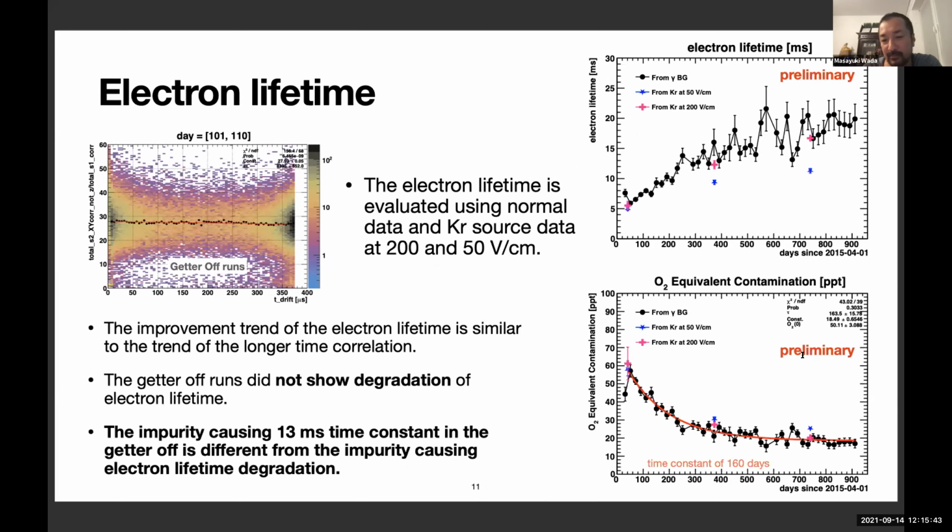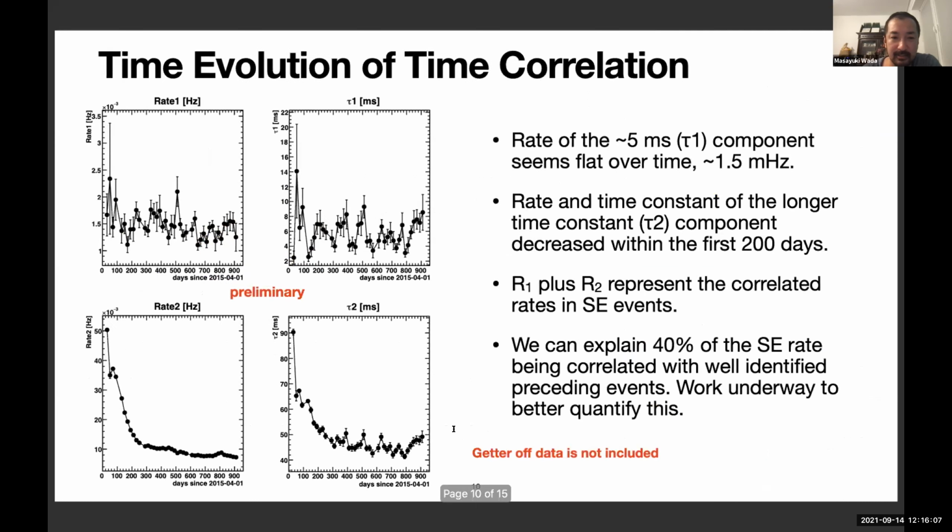The electron lifetime is affected by negative impurity, most likely oxygen, and because that's also impurity, we check the correlation between them. We see a smooth drop of the contamination for the electron lifetime. So it's hard to say that this is the same as this trend.